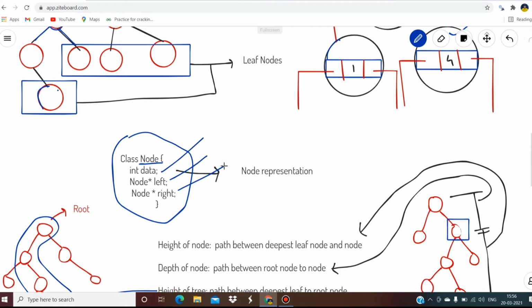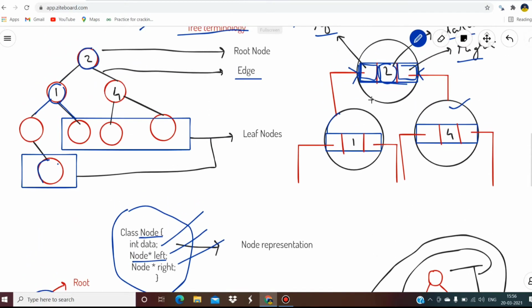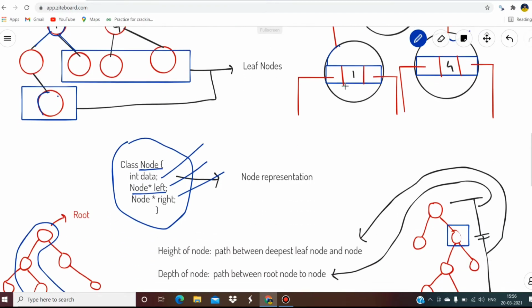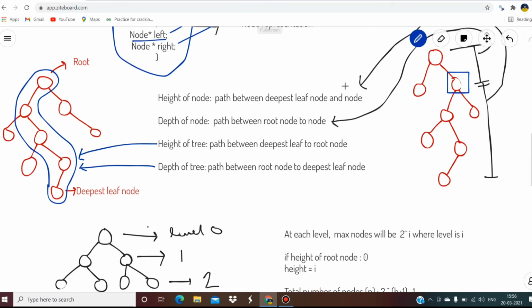Left and right are pointer variables, so they will consist of an address of node type, because the type of this left is Node star. So it will consist of the address of a node type variable. Okay, now this is very important. Most of the students are confused regarding what is the height of a node and what is the depth of a node. Okay, so we'll be discussing this part.